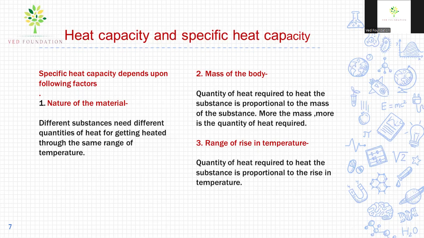Specific heat capacity depends on the following factors. First, nature of the material. Different substances need different quantities of heat for getting heated through the same range of temperature. Second, mass of the body. The quantity of heat required to heat the substance is proportional to the mass of the substance. More the mass, more is the quantity of heat required. Third, range of rise in temperature. The quantity of heat required to heat the substance is proportional to the rise in temperature.